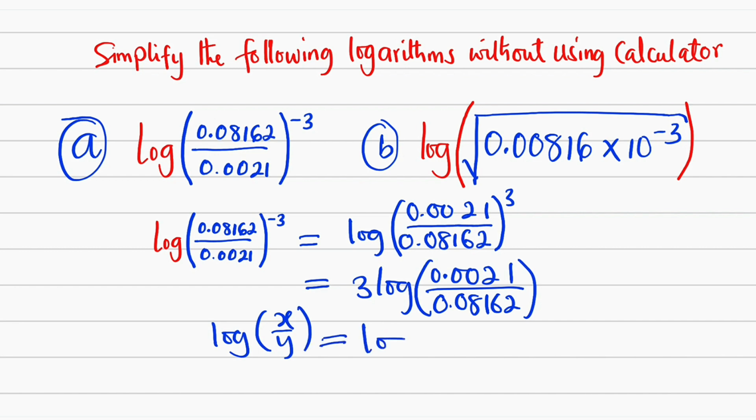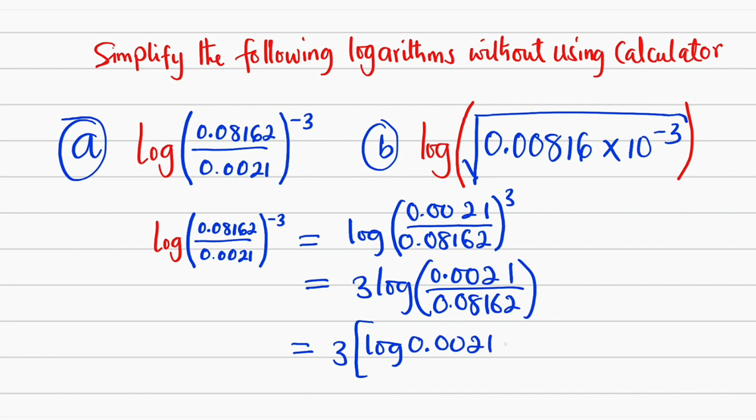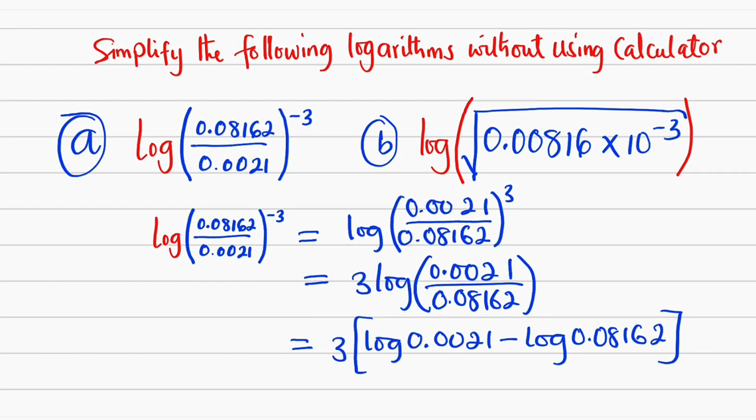Another law of logarithm says that if you have log of x divided by y, this can be written as log of x minus log of y. This is equal to 3 multiplied by log of 0.0021 minus log of 0.08162. Okay, we are almost done.